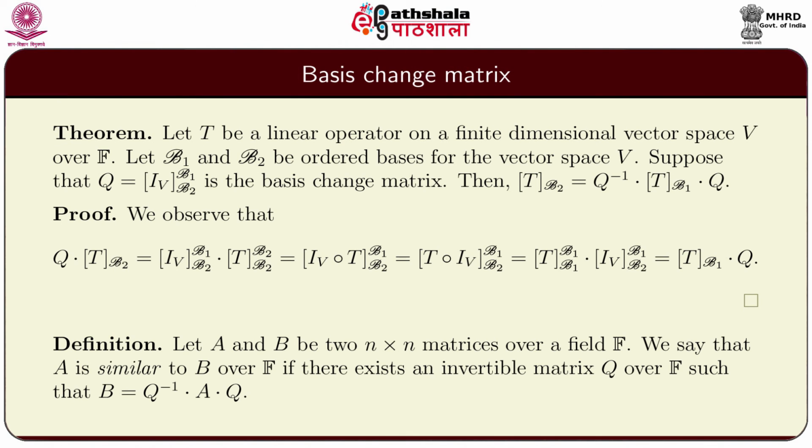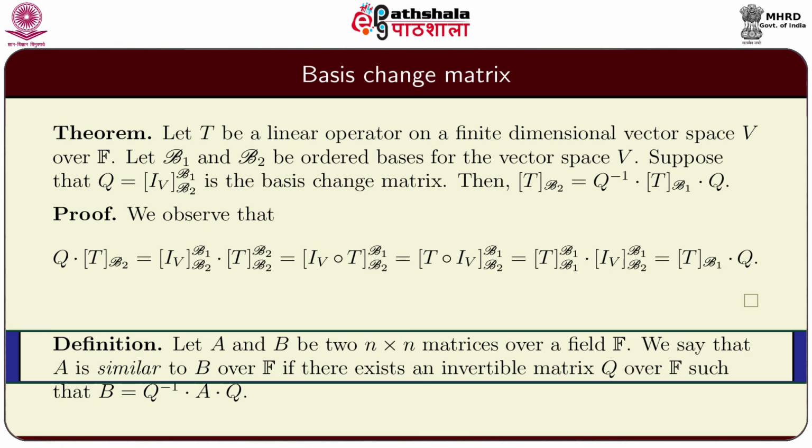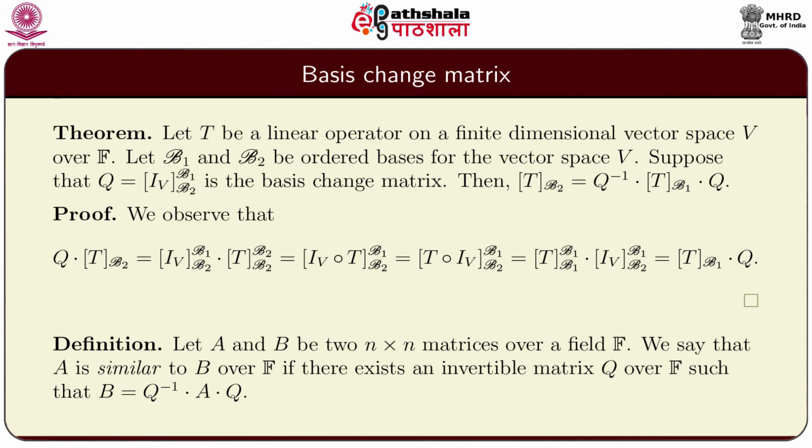Well, this is the point to give this very important definition of similarity of matrices. Suppose that A and B are two n cross n matrices over a field F. We say that A is similar to B over F if there exists an invertible matrix Q over F such that B is equal to Q inverse times A times Q.